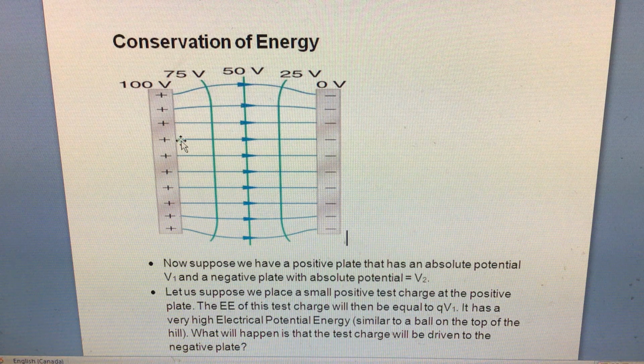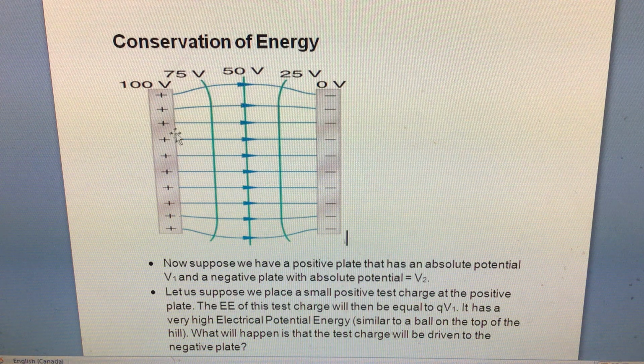It's a positive test charge. What's going to happen is that this particular positive test charge is now at a high electric potential. So it's very similar to if you have an object and you're holding it up in the air. It has a lot of gravitational potential energy, and it wants to actually fall. Well, the same thing is true of the positive charge. It wants to actually move towards the negative plate. So here it has a high electric potential energy and it wants to move to the negative plate.